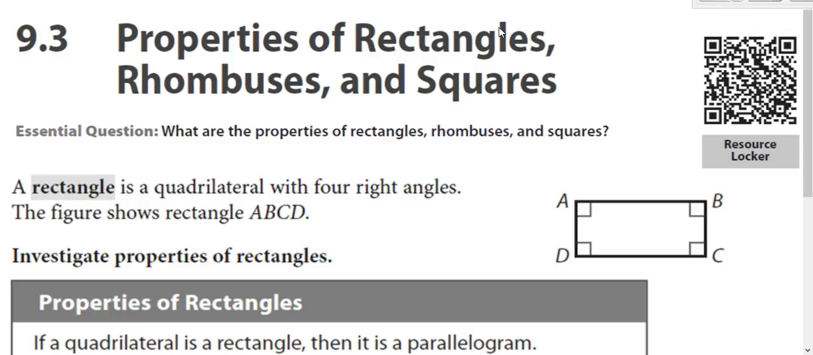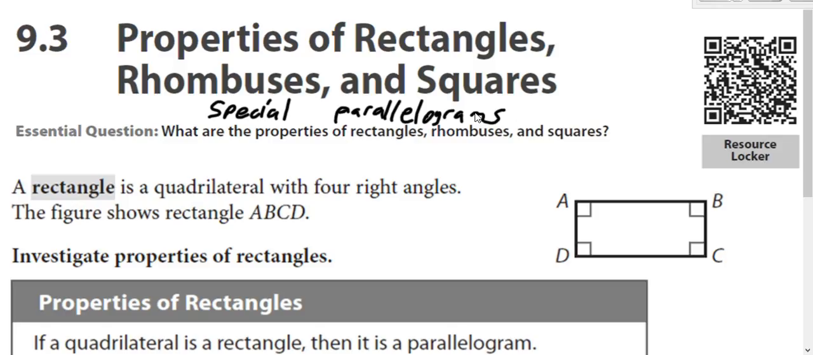So rectangles, rhombuses, and squares are all special parallelograms, which means they have all the properties of parallelograms.